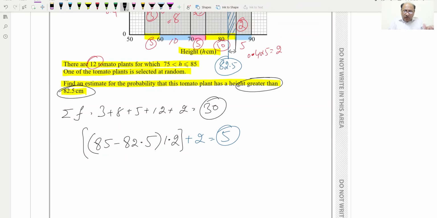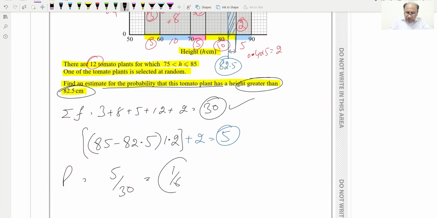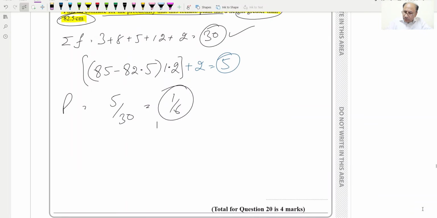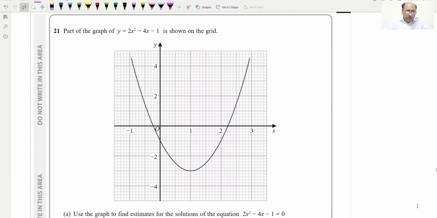Now we need to find the probability. They are saying find the estimate of the probability. So probability will be equal to 5 over the total, which is 30, which we have calculated. So this will be 1 over 6. So the probability will be 1 by 6, and this was a 4-mark question which we have done. Hopefully you understood this. Now this is question number 21, and question 21 is a little tricky question.